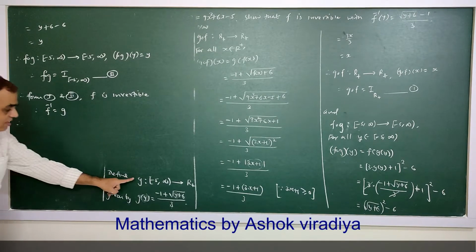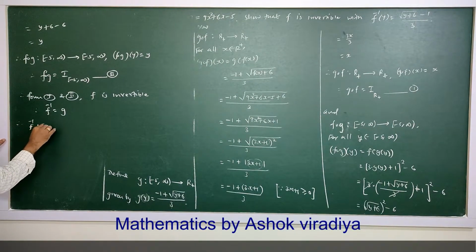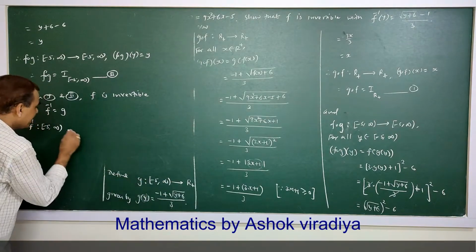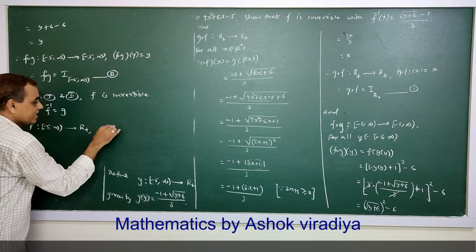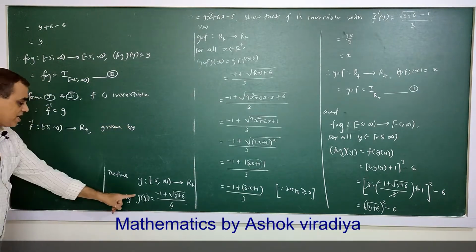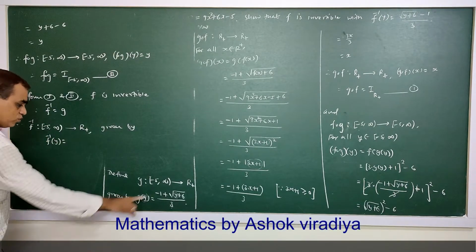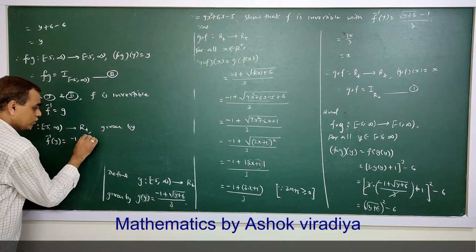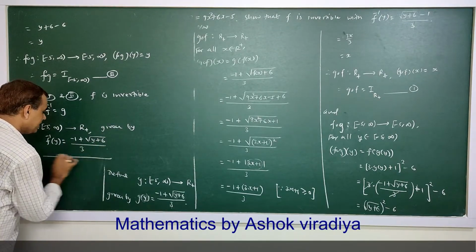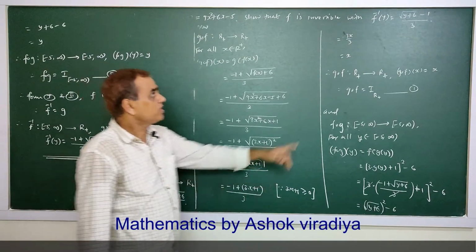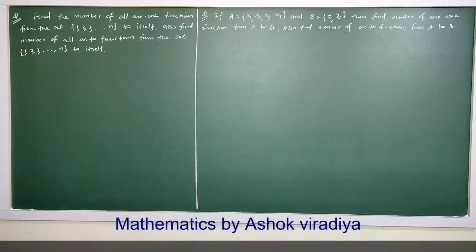Now here I replace G by f inverse. So f inverse is from minus 5 to infinity to R, given by f inverse of y equal to minus 1 plus root y plus 6 by 3. So it is the required inverse. So this is derived: root y plus 6 minus 1 by 3.